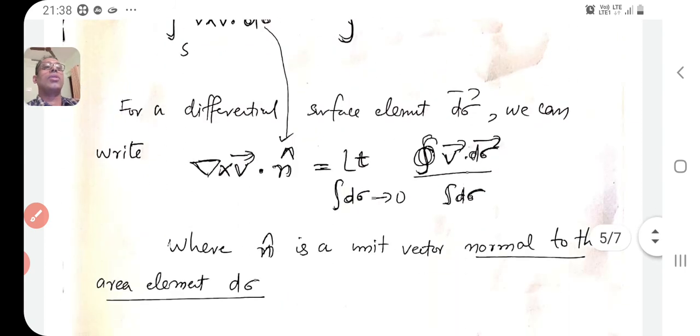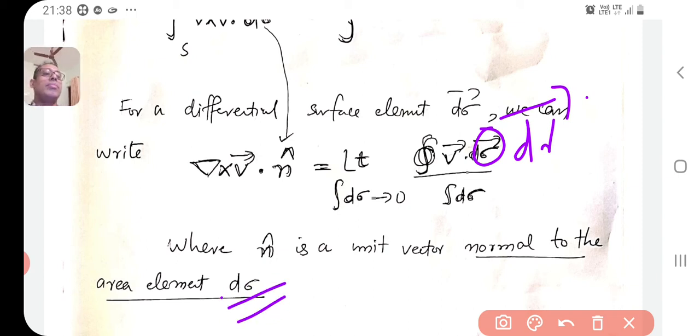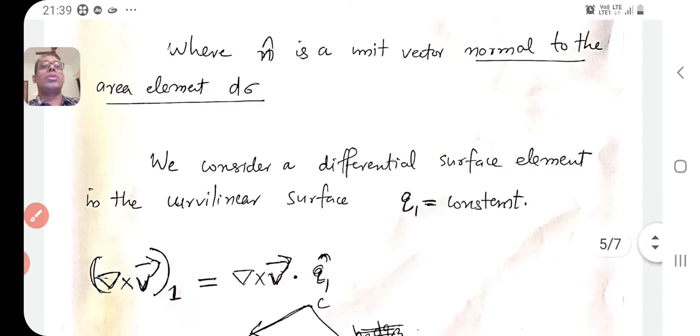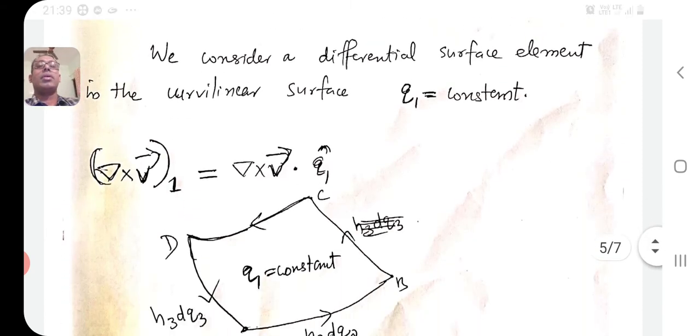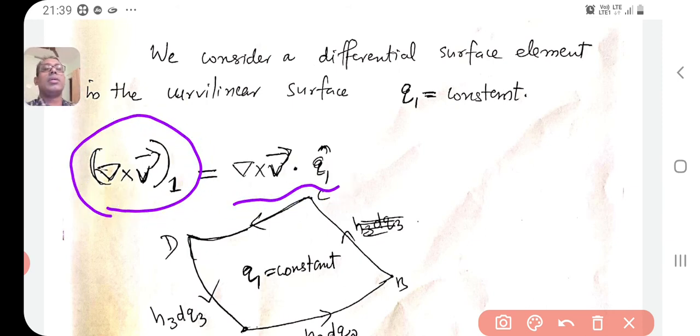Okay, line integral of V·dr over the closed curve. Here n is a unit vector normal to the area element dσ. As we did in the last case, we are finding (del cross V)·q1, that is, the first component of del cross V.